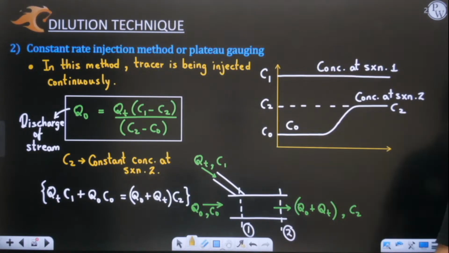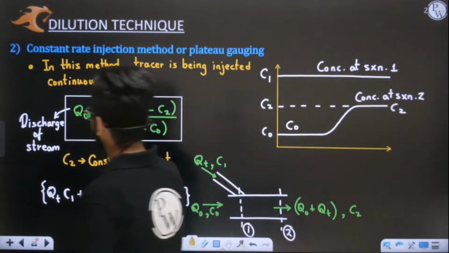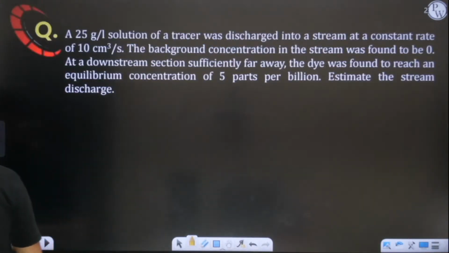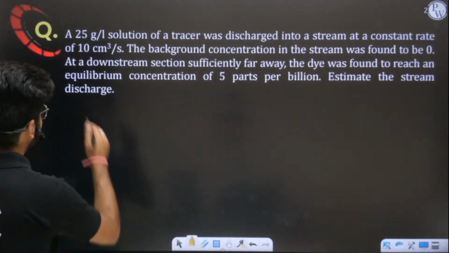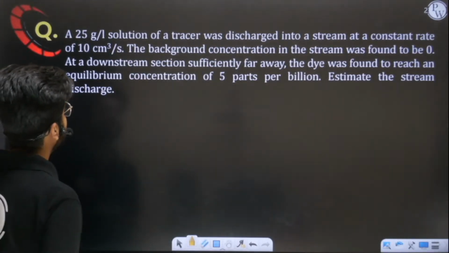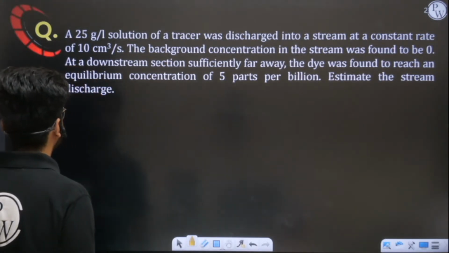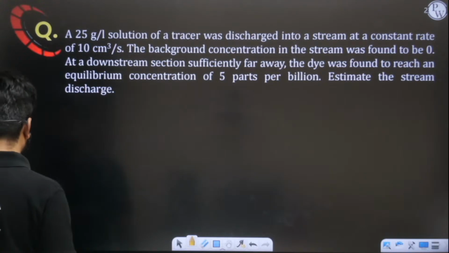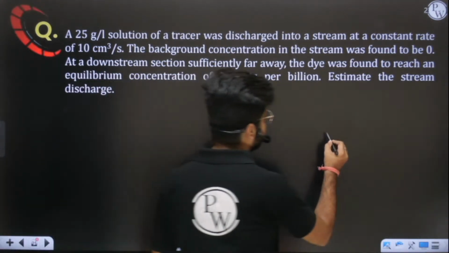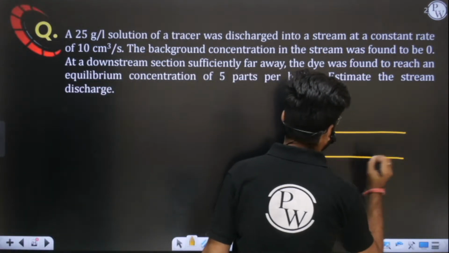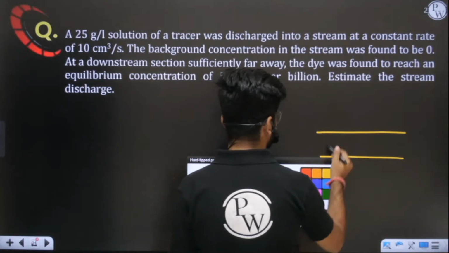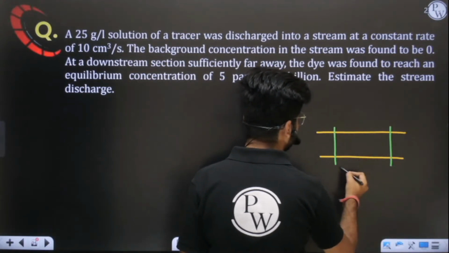Okay, so tell me, sir, the example. I will apply this formula. In this question, it says a 25 gram per liter solution of a tracer was discharged into a stream at a constant rate of 10 centimeter cube per second. Sir, you are saying that we have a river here, and this is your section 1, this is your section 2.